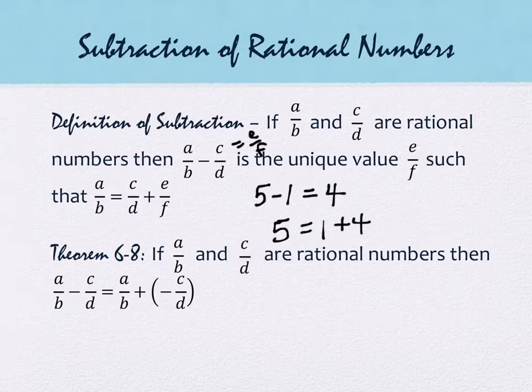Theorem 6.8 says if A over B and C over D are rational numbers, then subtraction is the same thing as addition of the negative. Again, we saw a similar thing happen for those who took number theory when we use whole numbers and integers. Not anything any different.